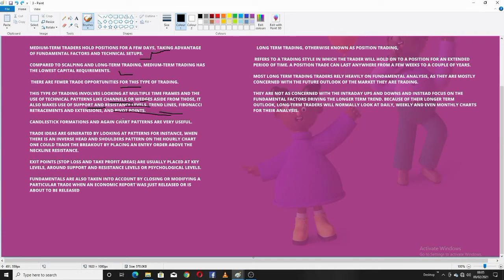Candlestick formations and again chart patterns are very useful. You also need to know candlestick formations, those candlesticks like pin bar, doji. We have lessons about this. You can just go back, scroll up on our course, and look for this topic where you can learn about candlesticks and how they work.